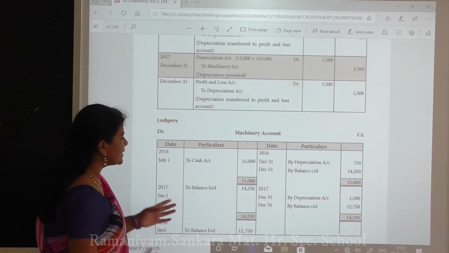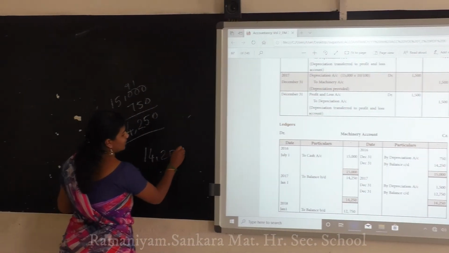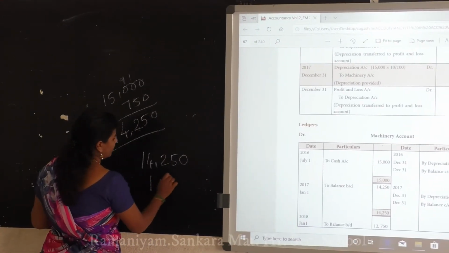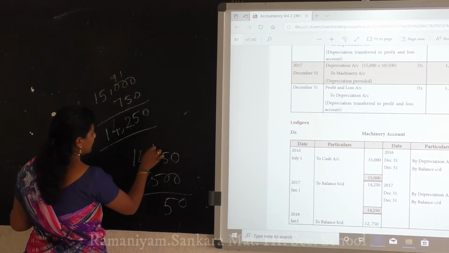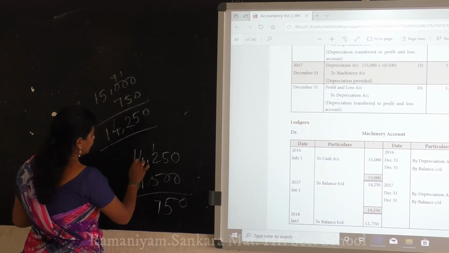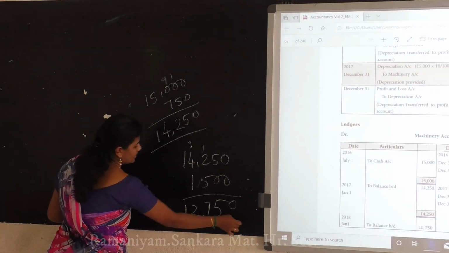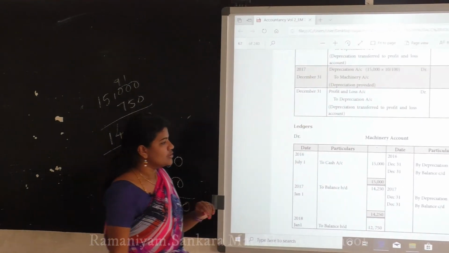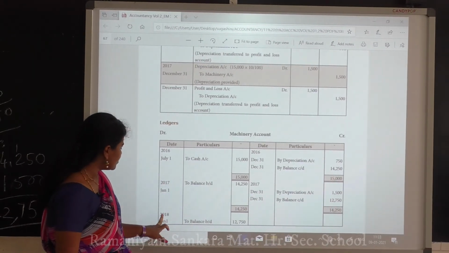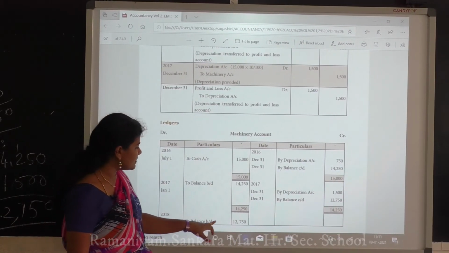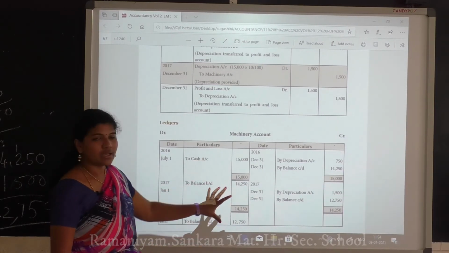Again I show you this one: 14,250 minus 1,500. This 5 is here; 12 minus 5, 7. Here is 3, and 3 minus 1, 2. So this comes to 12,750, which you write over here. Next, on 2018 Jan 1, to balance b/d 12,750. Like this type you have to calculate all of these, students.